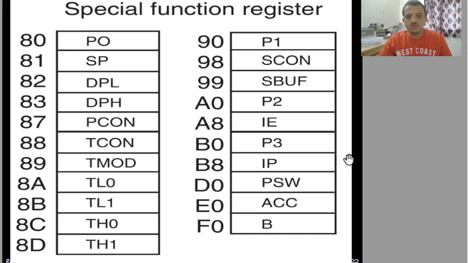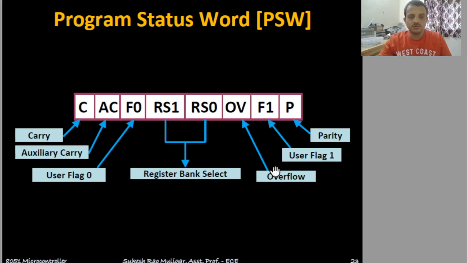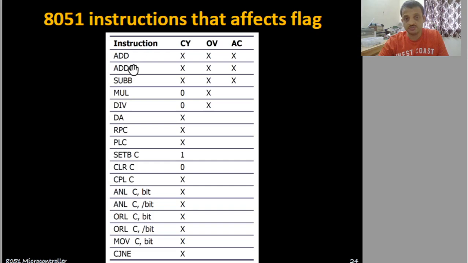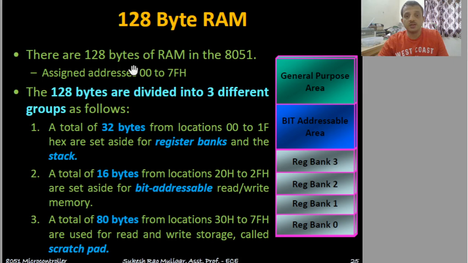So the flag registers of 8086, which is given here, the program status word. It contains the carry flag, auxiliary carry, register select, overflow, user flag and parity flag. The details of the flag register will be covered in the next video. Okay, let's move on to the details of these 128 byte locations.